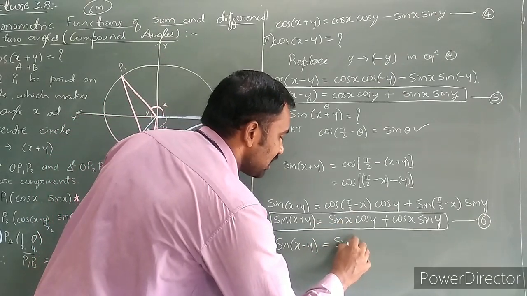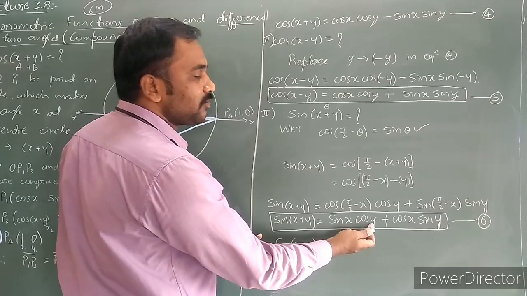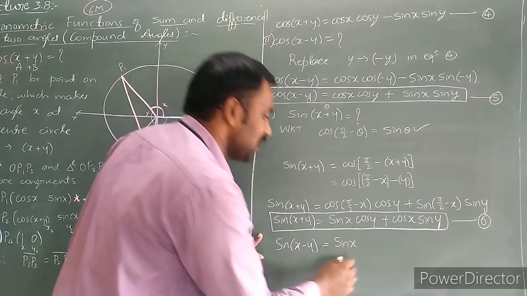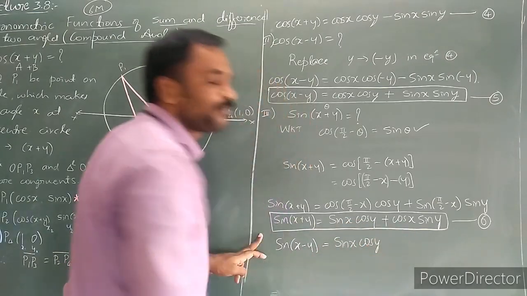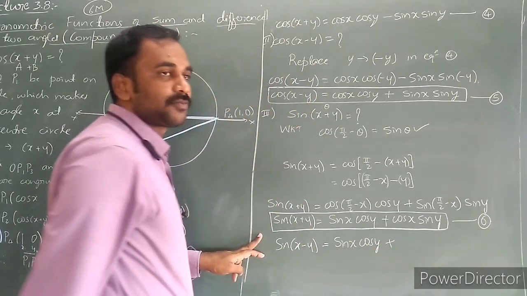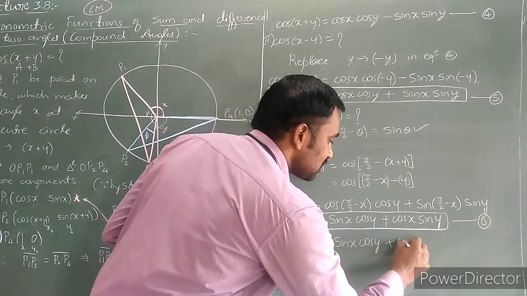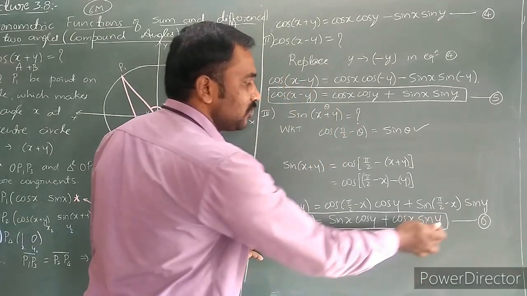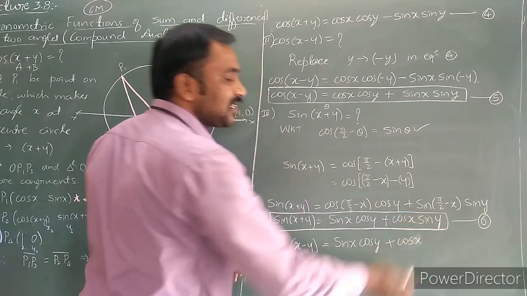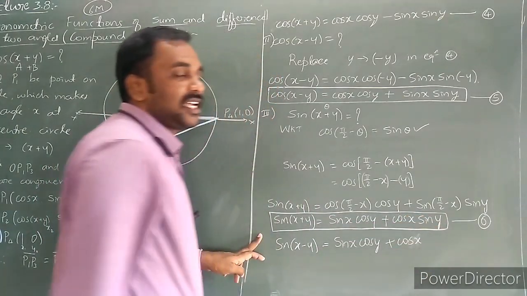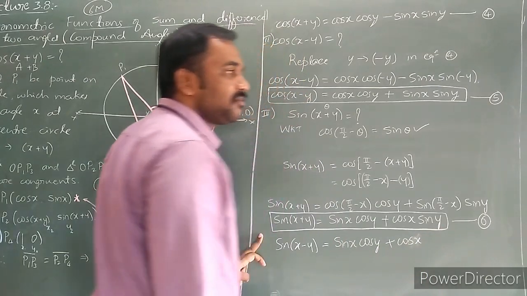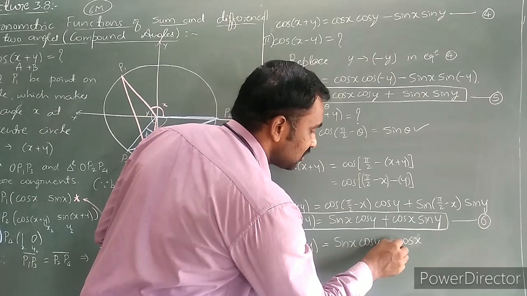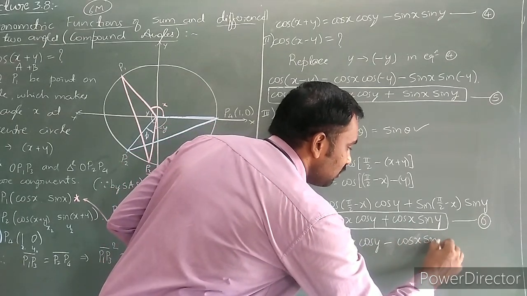I'm just going to write directly: sine x as it is, sine x. In place of y, minus y. What is the cos of minus theta? Cos theta. Cos of minus y is cos of y. This is plus as it is plus. Cos of x as it is, cos x. Next, sine of minus y. Y is replaced with minus y. What can we write for the sine of minus theta? Minus sine theta. Here plus goes to minus. This is minus sine of y.